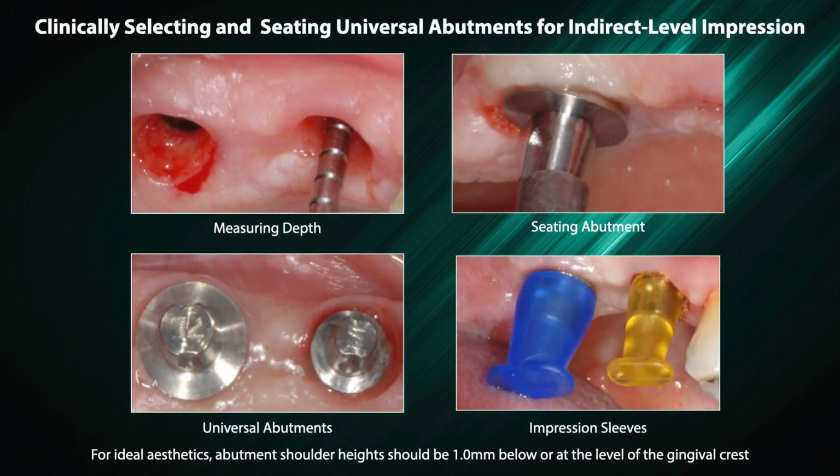Clinically selecting and seating universal abutments for indirect level impression. For ideal aesthetics, abutment shoulder height should be 1 mm below or at the level of the gingival crest.